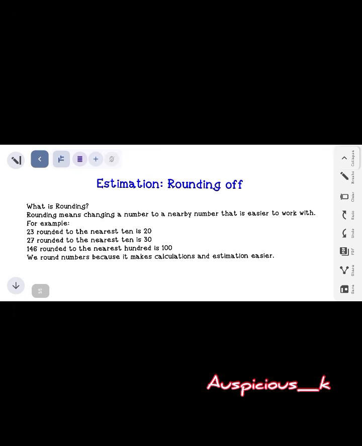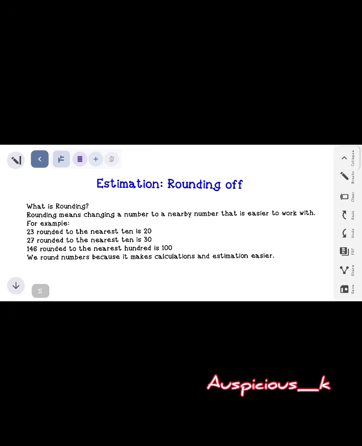What this simply means is this. For example, if we have 23 and we are asked to round it to the nearest 10, we're going to turn it to 20. I'm going to show you how to turn this to 20. Don't be scared, I'm here for you. Next, if we have 27 and we are asked to round 27 to the nearest 10, then the answer is going to be 30, and if we are asked to round 146 to the nearest 100, the answer is going to be 100.